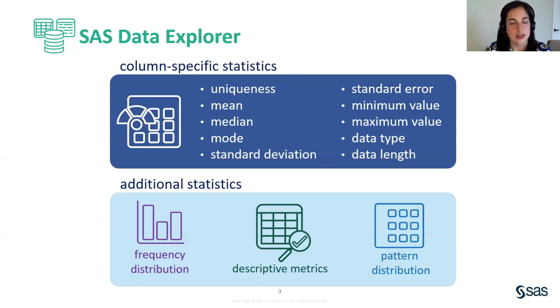If you have SAS Data Preparation licensed, you get some additional statistics. So you get things like frequency distribution, some descriptive metrics, and pattern distribution. And what's really neat about these is you can really learn where you need to standardize and cleanse your data. For example, if you have a state column, by looking at the pattern distribution, you can see if states are entered written out as North Carolina or as two-character abbreviations like NC.